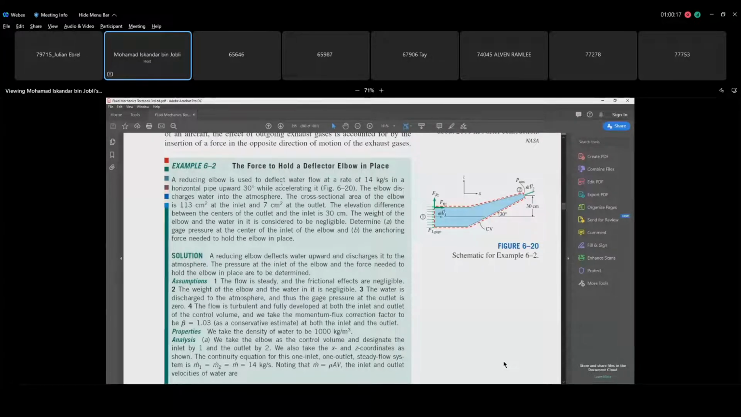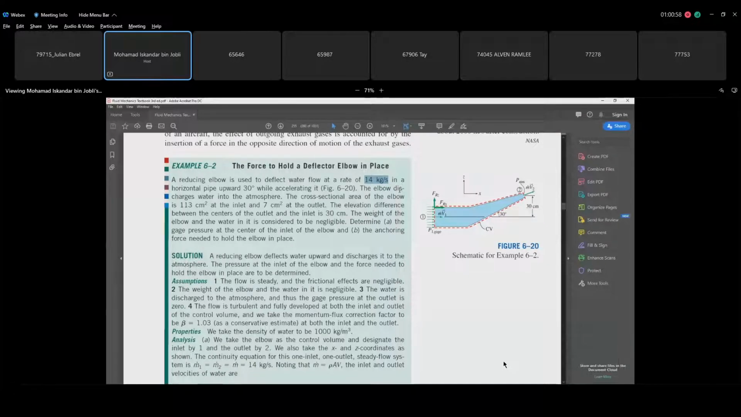A reducing elbow is used to deflect water at a rate of 14 kilograms per second. This is the mass flow rate. In a horizontal pipe upward at 30 degrees, while accelerating it. Like I told you, this is a straight 30 degrees while accelerating it, because reducing the exit is increasing the velocity.